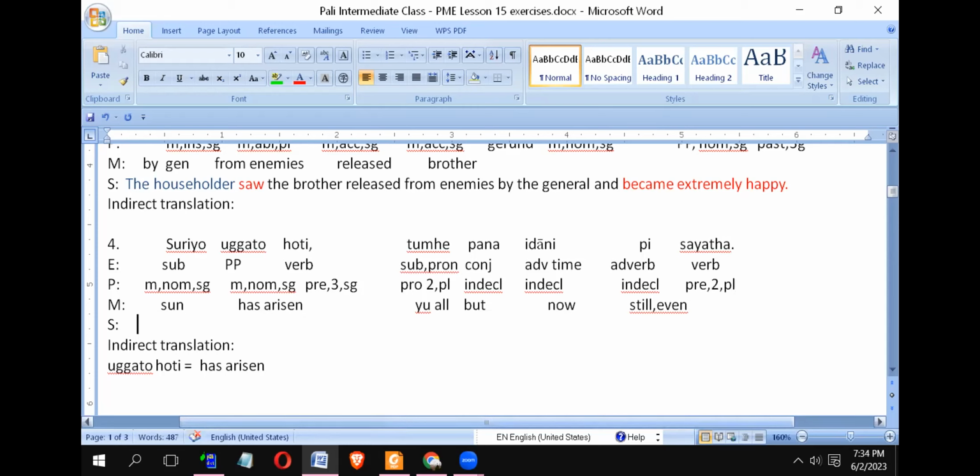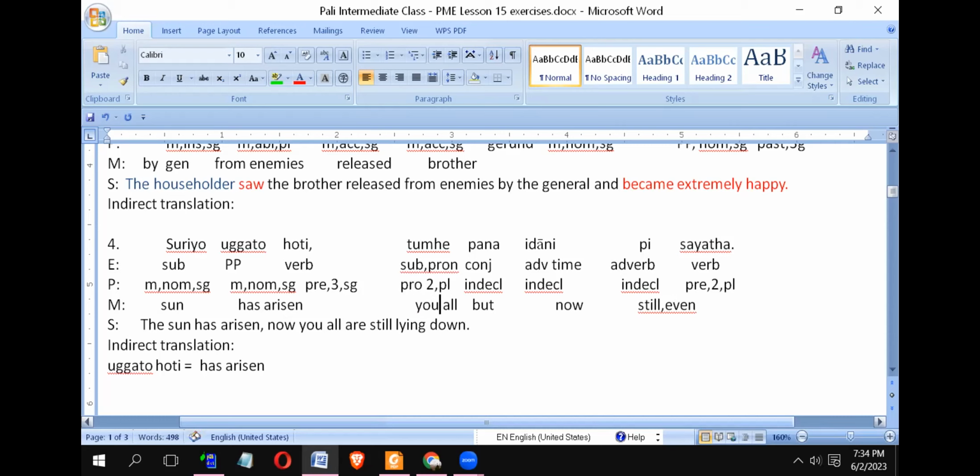So the whole translation is: the sun has arisen, but now you all are still lying down, or sleeping, or resting. You all are still lying down.